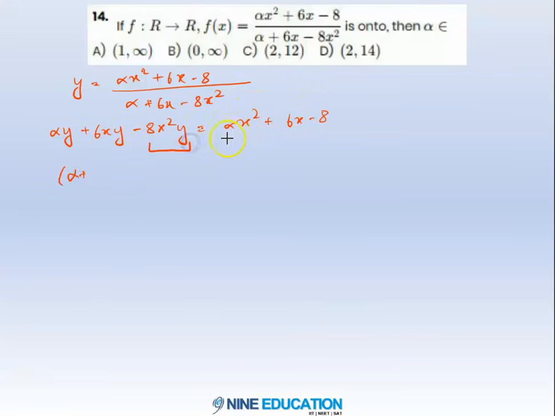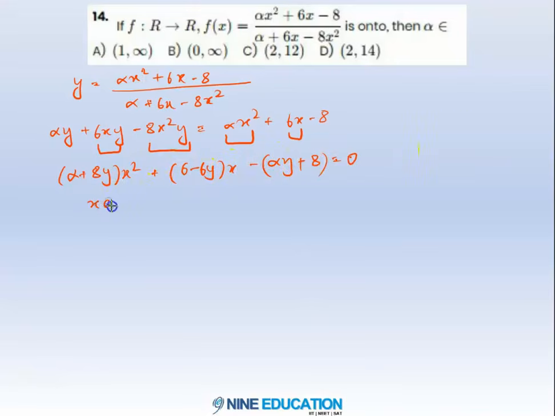So these two terms I am writing together by taking x square common. So (alpha plus 8y) times x square. Then next x terms I am trying to collect. So 6x we have. So (6 minus 6y) times of x. From the left side I have adjusted. And then the remaining term, minus alpha y minus 8, is equal to 0, or I can use a bracket and write here plus. So this is a quadratic in x.